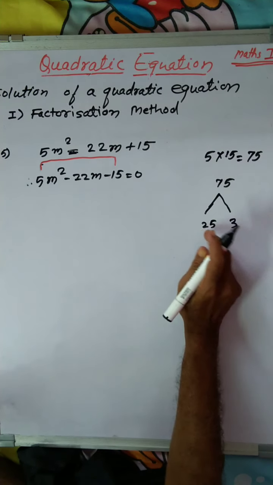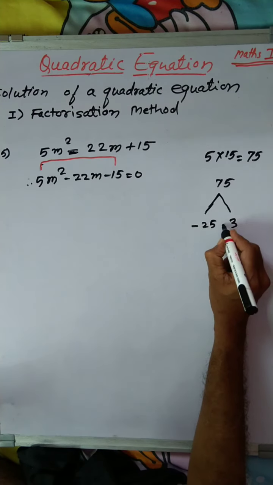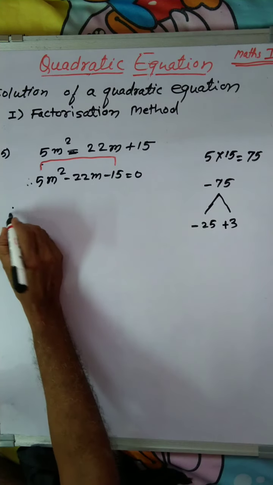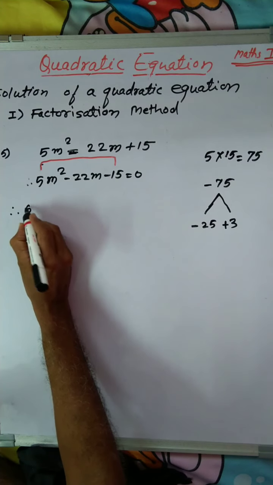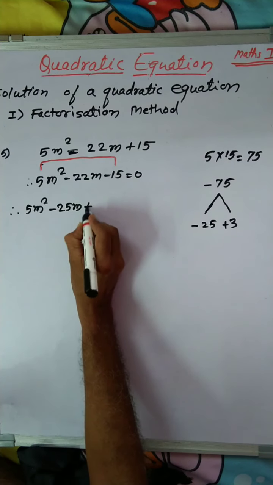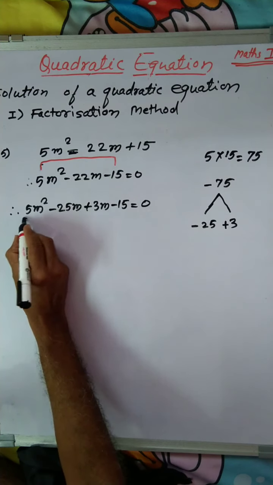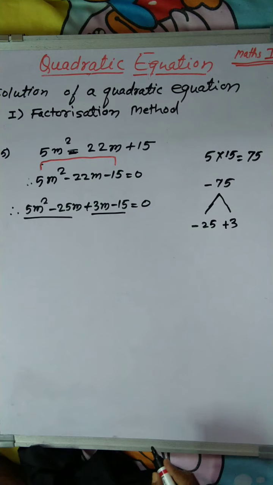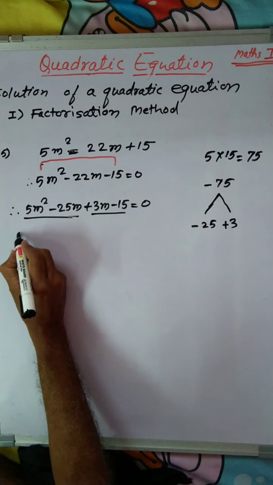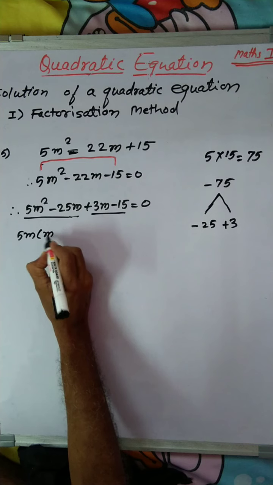Now the sign of the middle term is negative, that means 25 gets the negative sign and 3 gets the positive sign. Therefore we have to split the middle term: 5m square minus 25m plus 3m minus 15 is equal to 0. Now take two terms together and take the common factor. Here 5 and m are both common. Hence 5m is common, m is remaining in the first term.